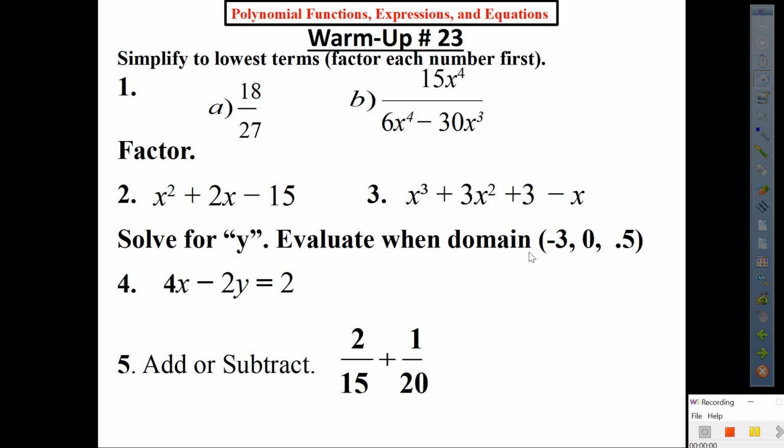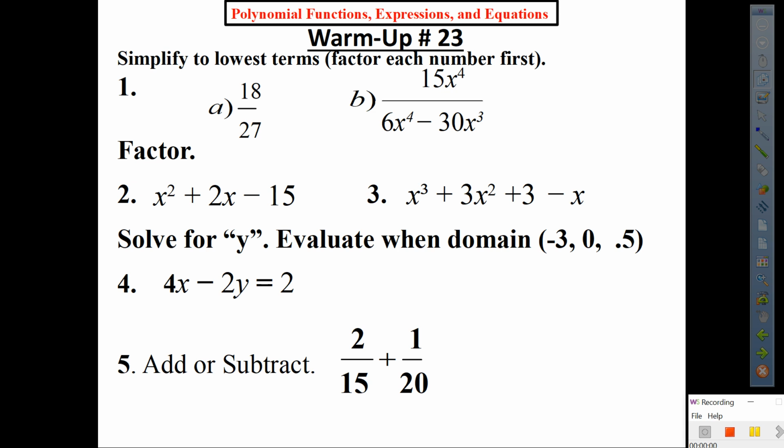Once again, warm-up number 23 is on the screen for number 1, part A and B. It says simplify to lowest terms. Make sure you factor each number first. Part A reads 18 over 27. Part B is 15x to the 4th over 6x to the 4th minus 30x cubed.